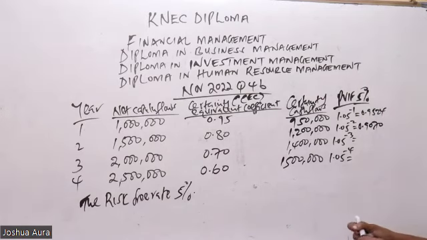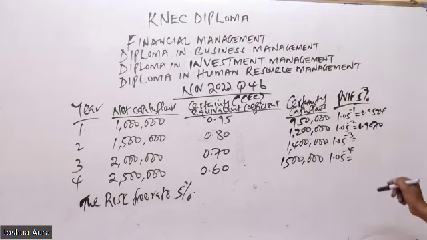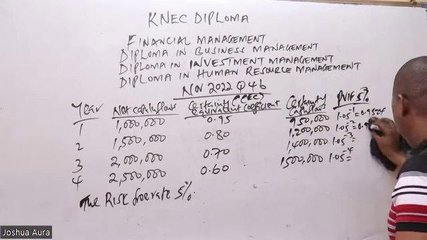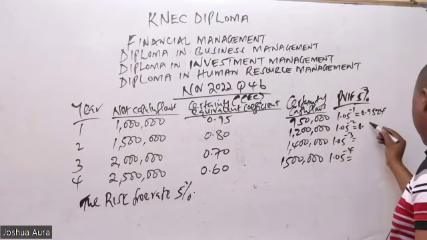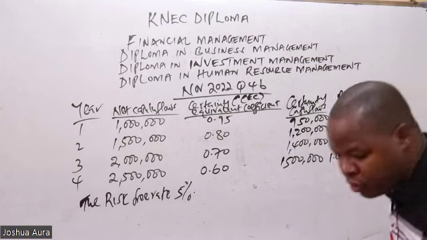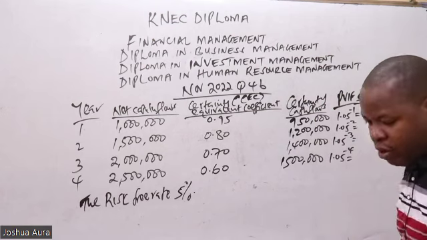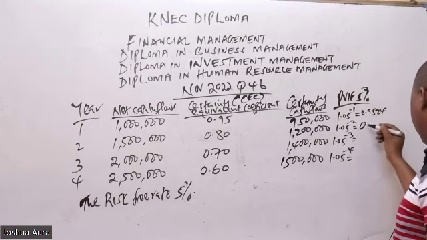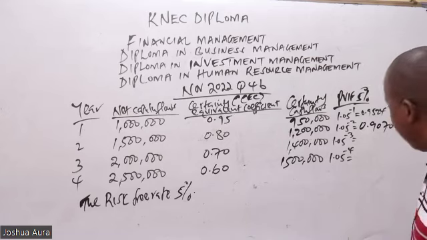We said that these discounting factors, we are supposed to have them in 4 decimal places. That will be very much okay. Year 2 is 0.9070.